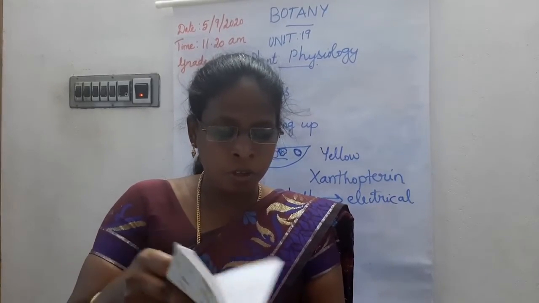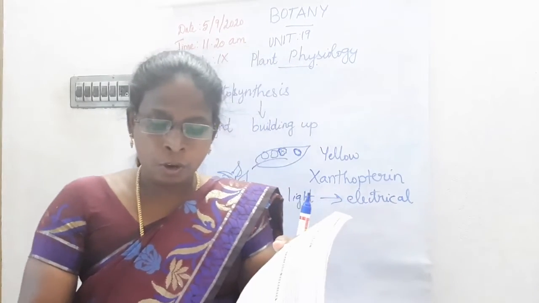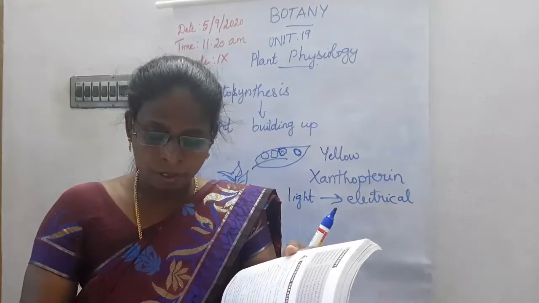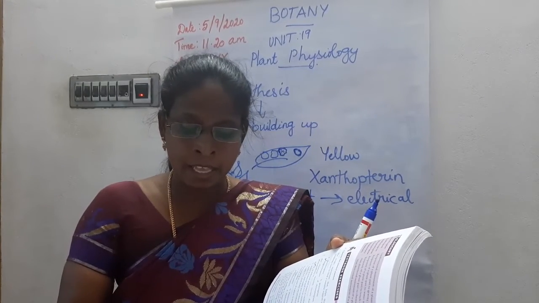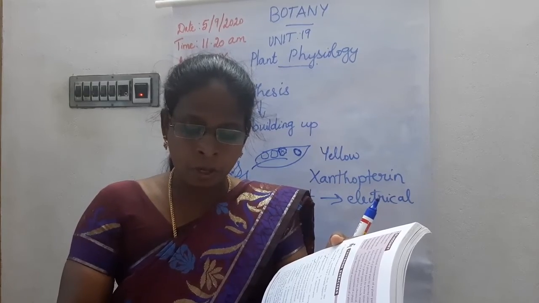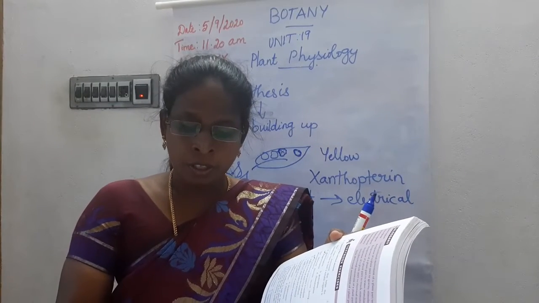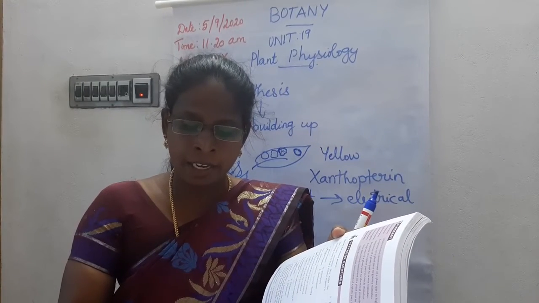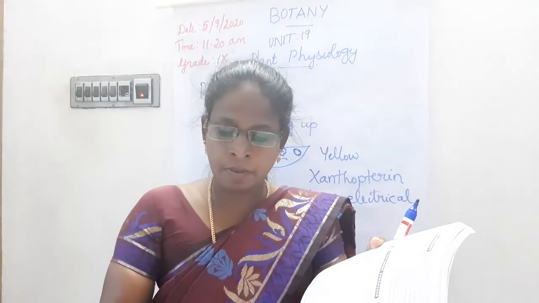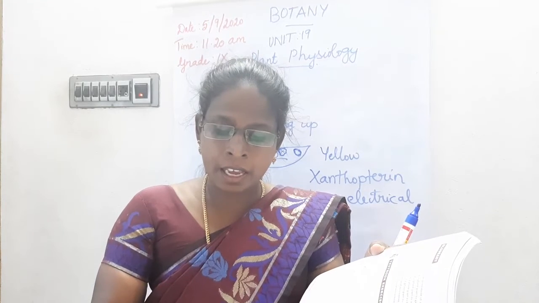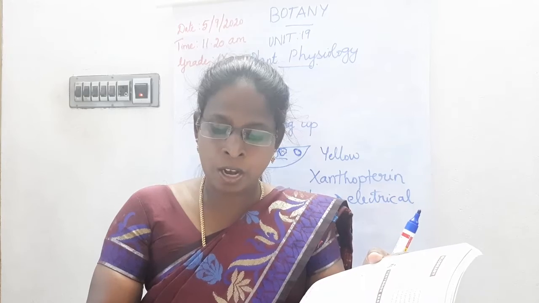Then, next, Roman letter 6, third question. Fill in the blanks. 6 CO2 plus dash it is given. So in that dash you have to write 12 H2O. Then in the presence of sunlight and chlorophyll, dash plus 6O2 it is given. There you can write C6H12O6.